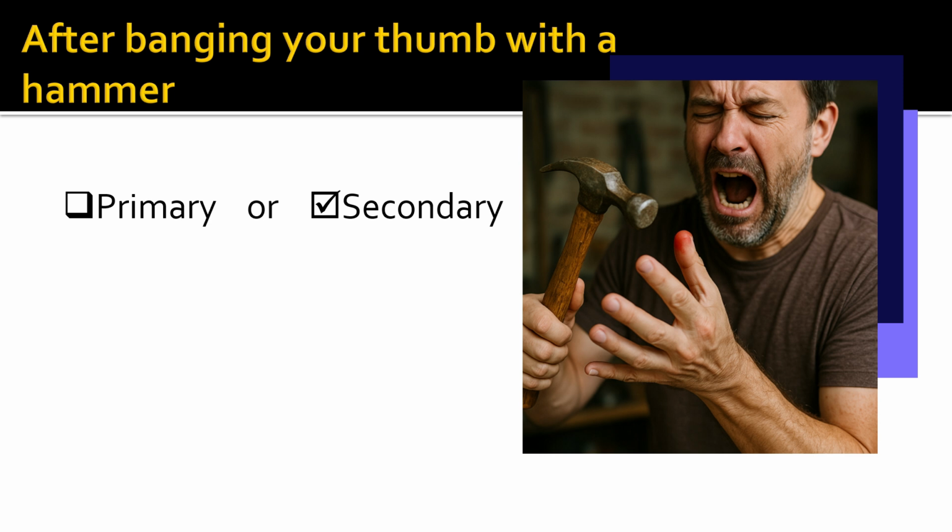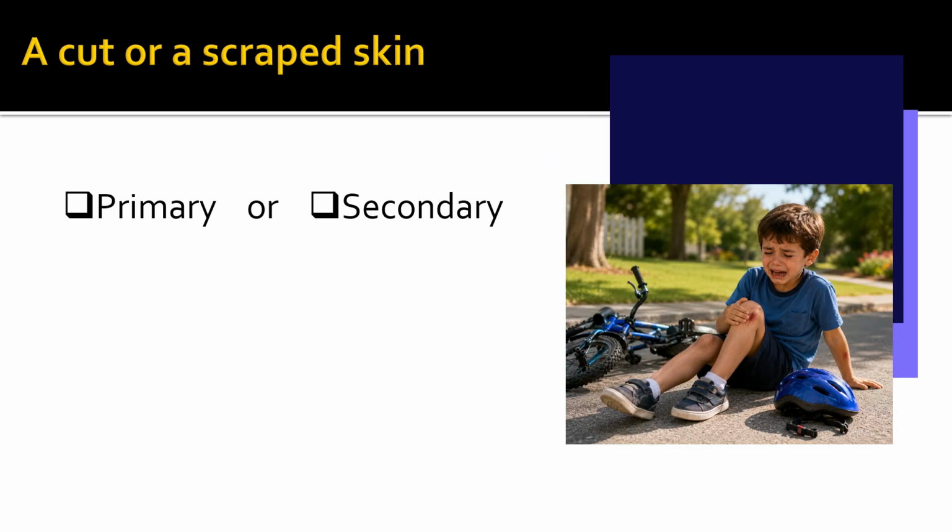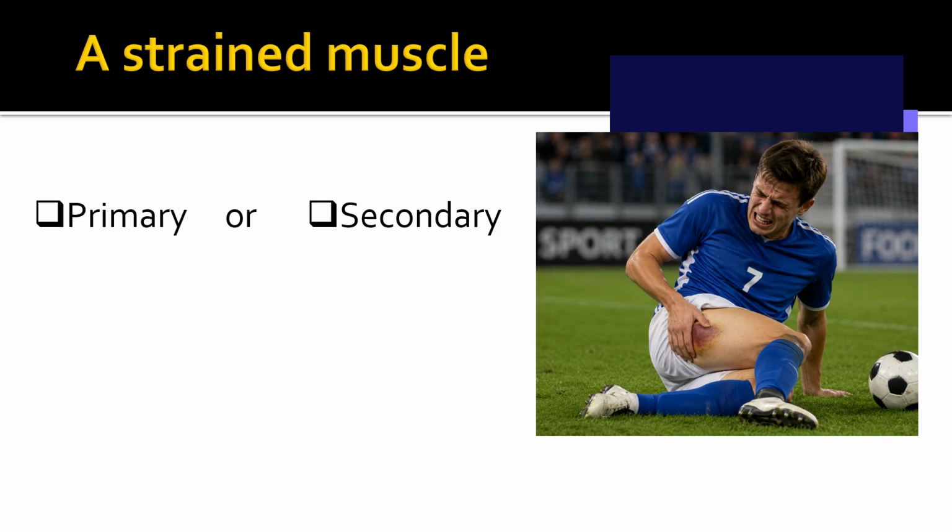So let's continue with name that pain. A cut or a scraped skin, primary or secondary? Secondary. The pain is secondary to a scraped skin, because if there was no injury to the skin, there would be no pain. A strained muscle, like an athlete who strains their muscles, primary or secondary? It's secondary. If the muscle did not get injured, there would be no pain. And as the injury heals, the secondary pain resolves.